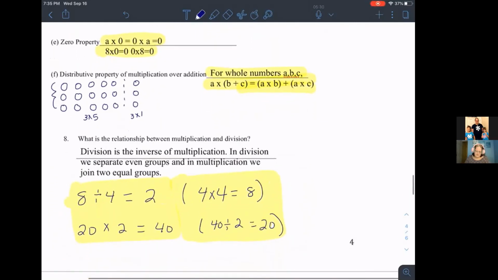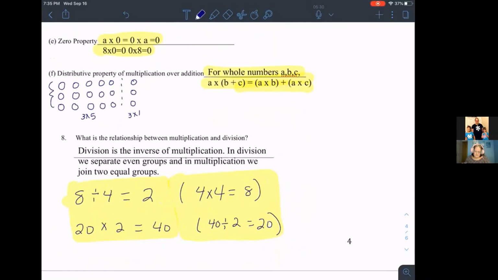All right, so we have the zero property. It says a times 0 equals 0 times a equals 0. Like 0 times a equals 0, and a times 0 equals 0. So 8 times 0 equals 0, and 0 times 8 equals 0. So it just says anything you multiply by 0, you're going to get 0.